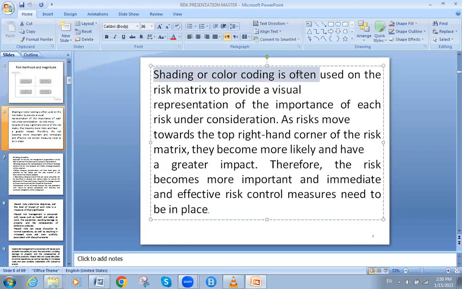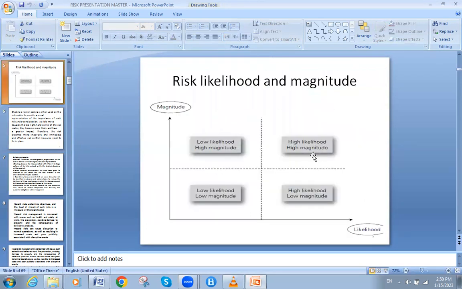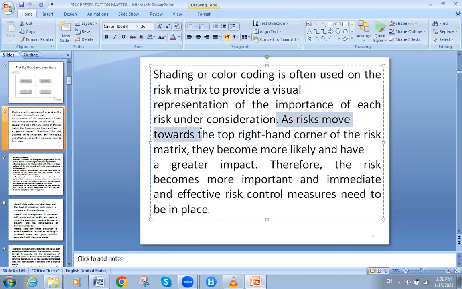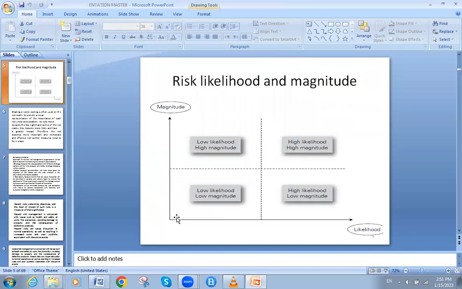Shading or color coding is often used on the risk matrix to provide a visual representation of the importance of each risk under consideration. The worst one of them is here, this area, which is high in the probability and high in the effect. As risks move towards the top right-hand corner of the risk matrix, they become more likely and have greater impact. Here is the likelihood, and here is the impact.